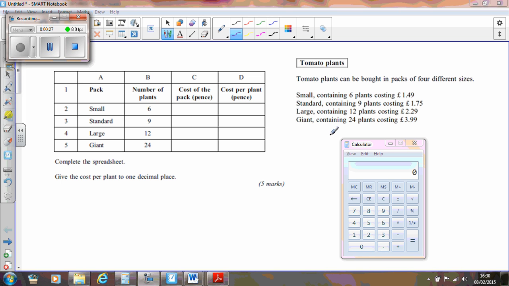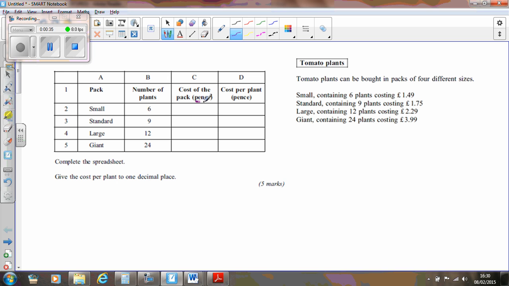Now, it's already put in the pack names and it's already put in the number of plants. So all it wants you to do is put the cost of the pack in pence, so that's really important, and then to calculate the Best Buy using cost per plant in pence. So the first thing that we can put in is that 6 plants cost £1.49, which is 149 pence. And the way that that works is if you do 1.49 times by 100 in the calculator, you should get 149.